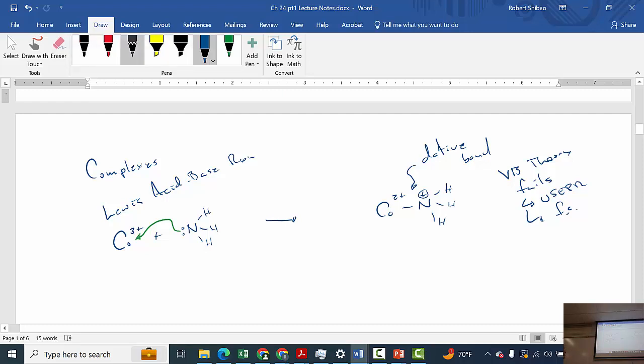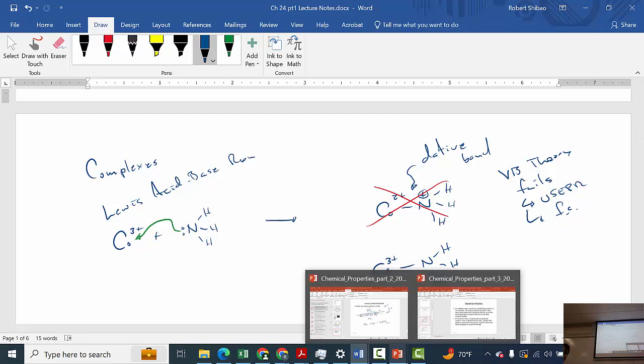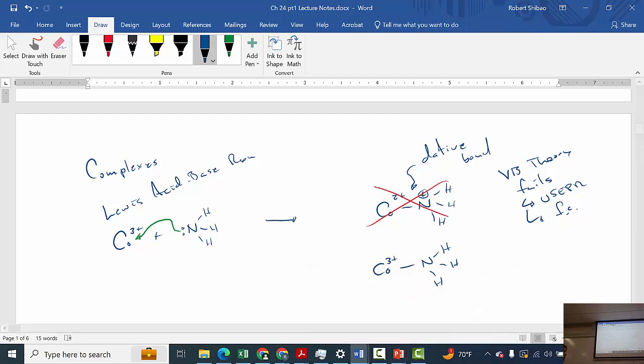So what we're going to do here is we're not going to write it like this. This is going to be weird. We're going to write it like this. The cobalt's going to stay 3+, even though it has an extra electron here. And the ammonia is going to remain neutral, even though it's forming 4 bonds. When nitrogen forms 4 bonds, it usually results in a positive charge. And so we leave it like this. And so that's the weird structure.